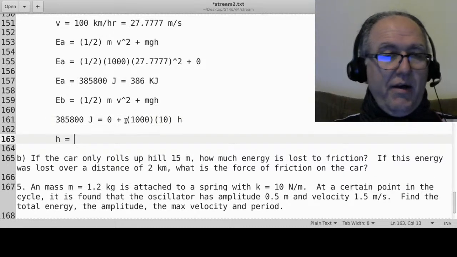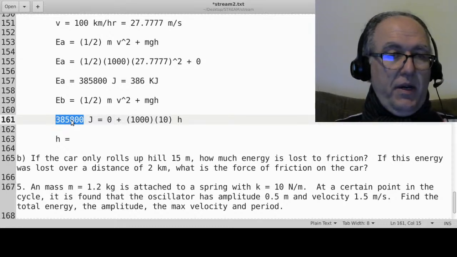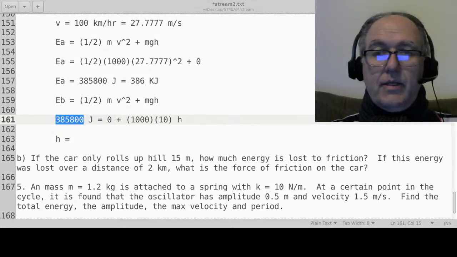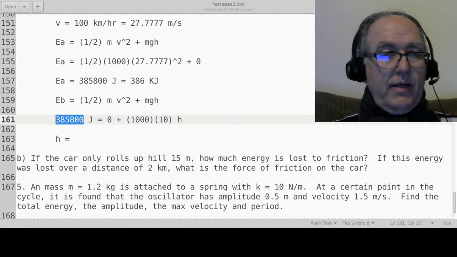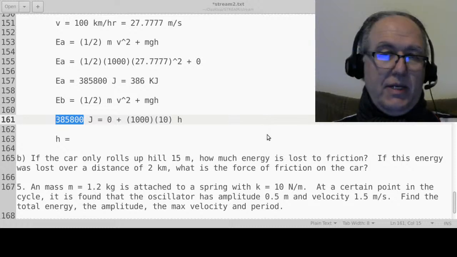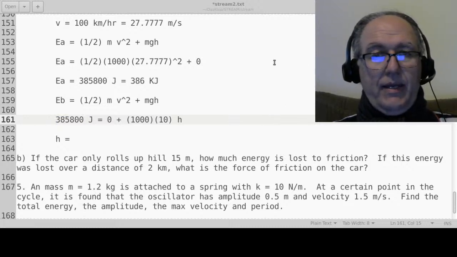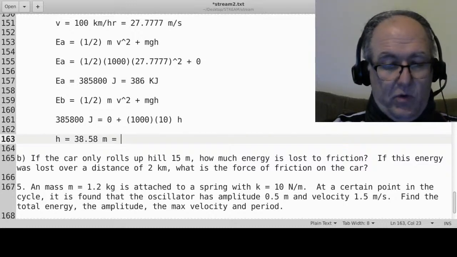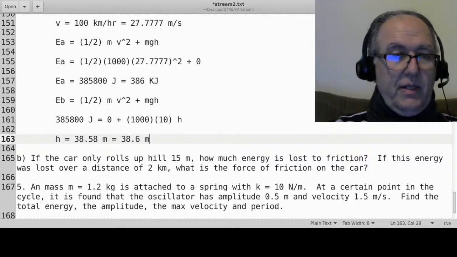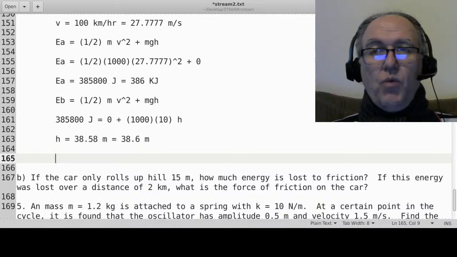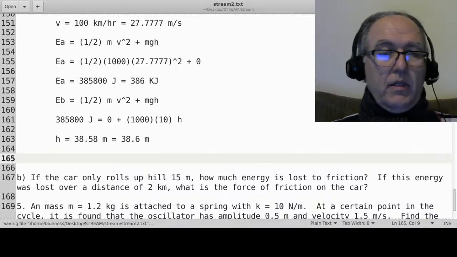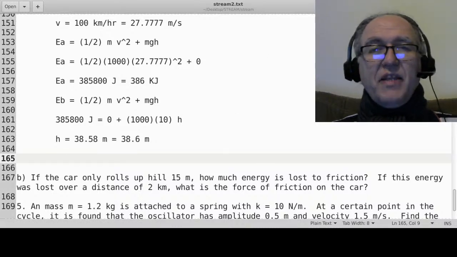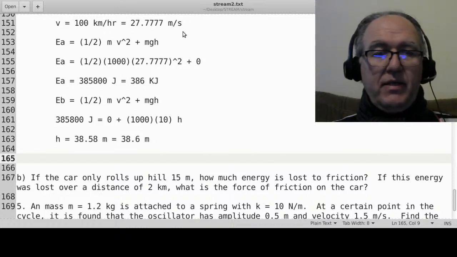That gives me an h of, take this number here, divide it by 1,000, and then divide it by 10. It gives me this height right there, in meters, and on the test, of course, 3 significant figures. So it actually rises about 38.6 meters, which, roughly speaking, is like 100 feet. So this thing goes 100 feet vertically before it stops.